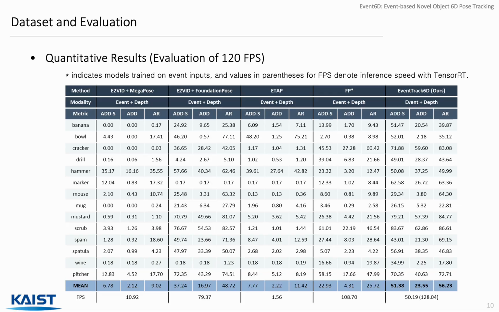Here are the results on the real-world test set evaluated at 120 Hz pose query rate. Event Track 6D achieved the best accuracy across all metrics while running in real time. In particular, it remains robust under the fast and dynamic motion where existing trackers tend to fail.